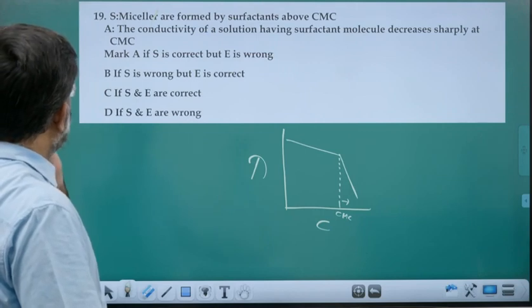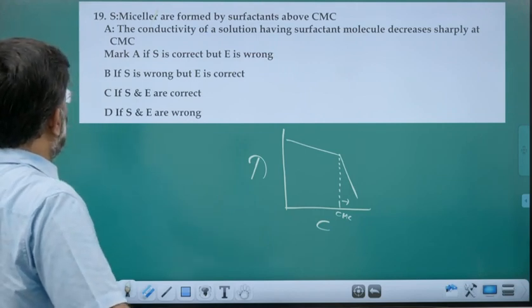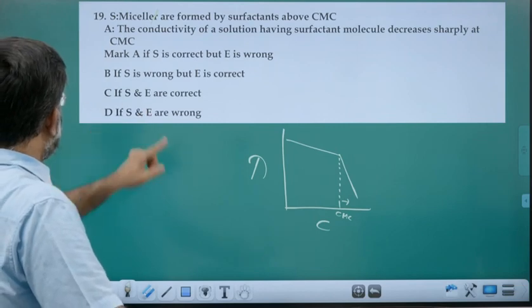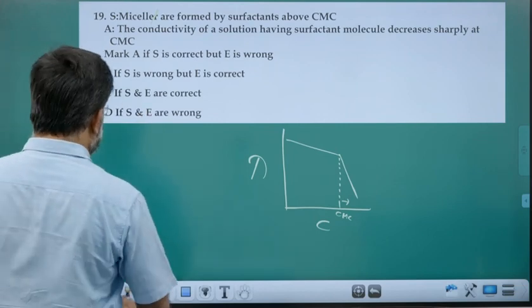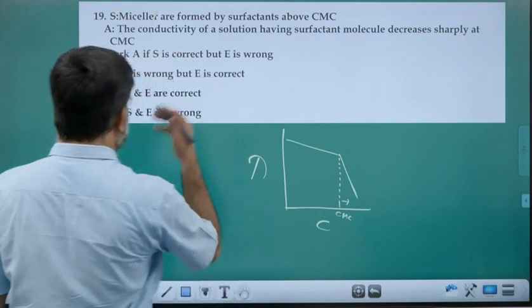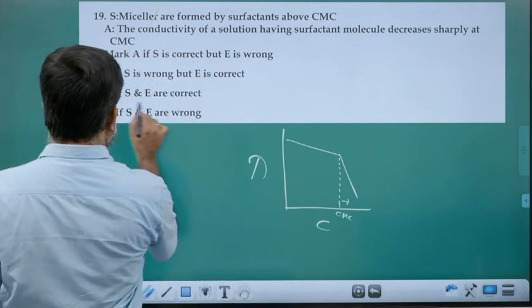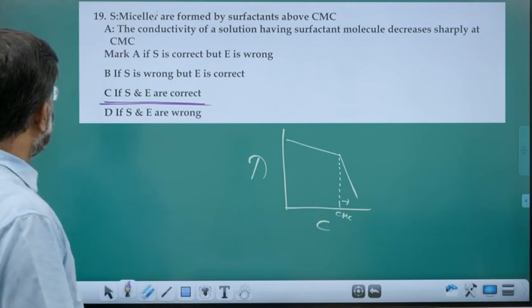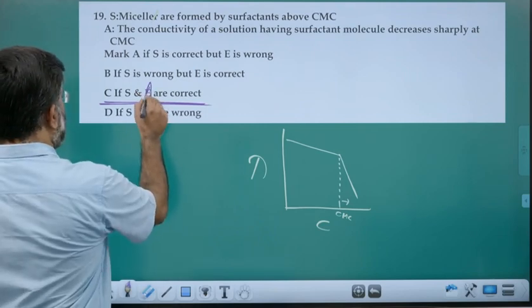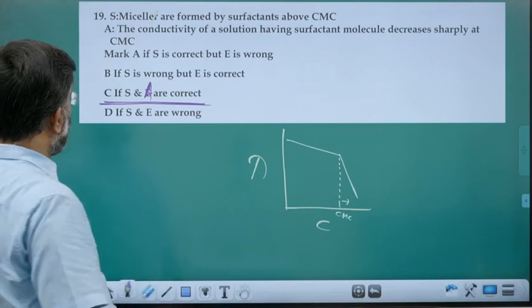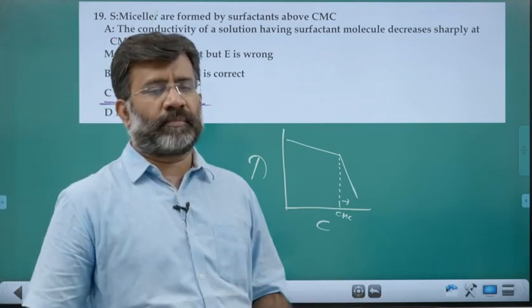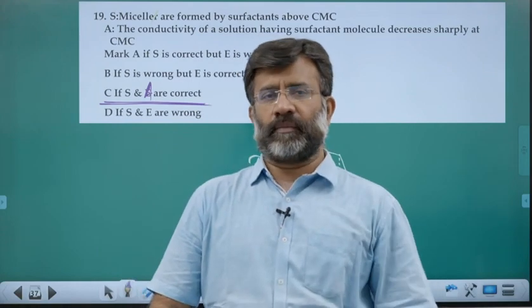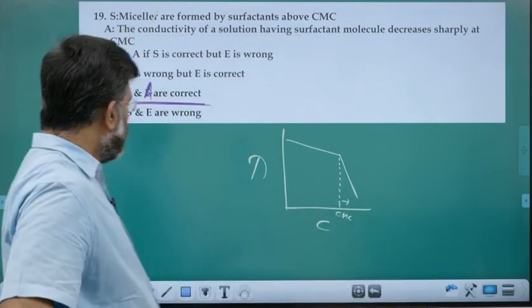Option A, if S is correct, E is wrong. B, C. We will take option C. There is no supporting statement given. It is option C, statement S and not E. Both the statements are correct, and probably I would say it is a supporting statement also. Next.